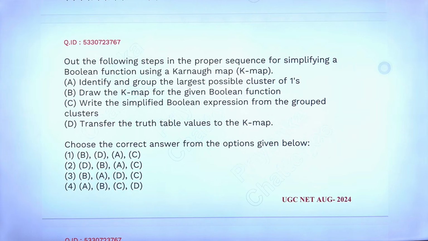Do this. K-map sequence you have to do. 52% correct answers. Very good. I will not say anything.